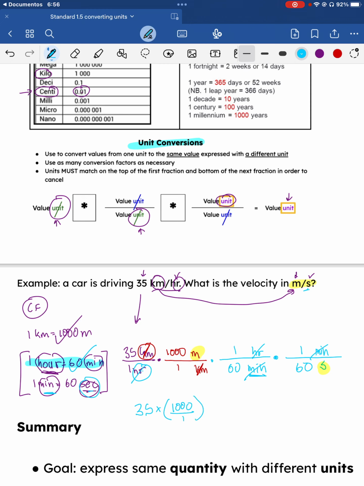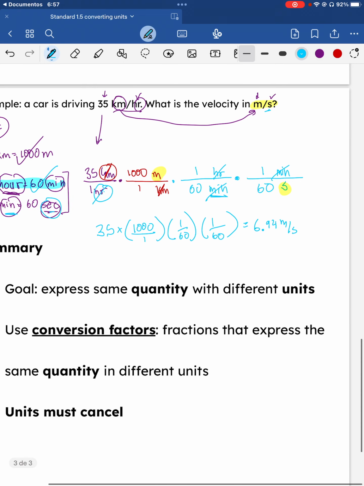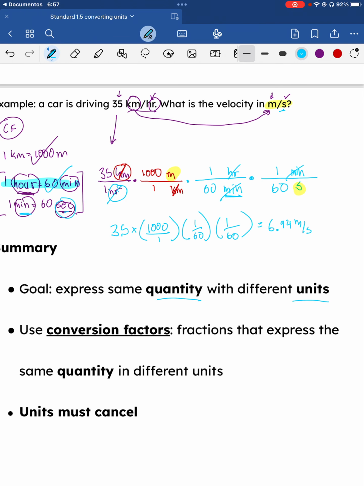So now I'm going to put into my calculator 35 times 1,000 over 1, or just 1,000, times 1 over 60 times 1 over 60. Excellent. And when I do all that, I get 6.94 meters per second.